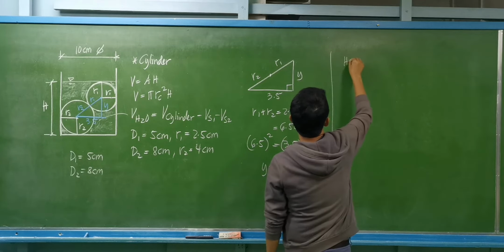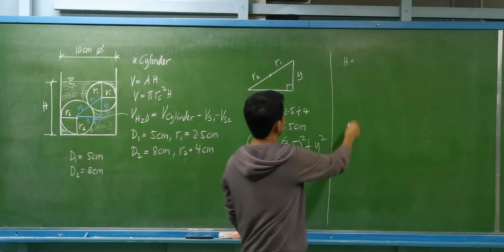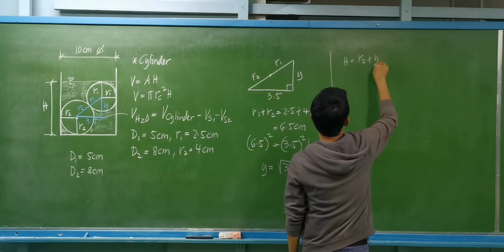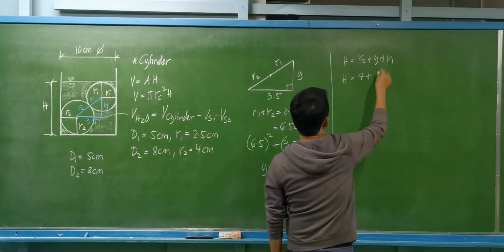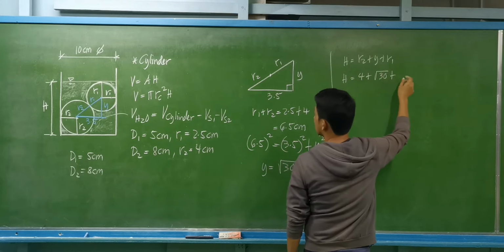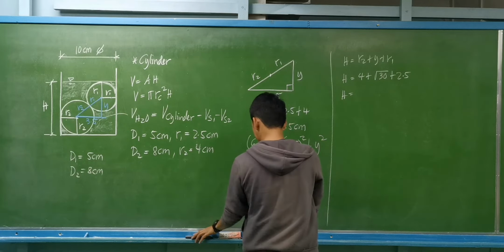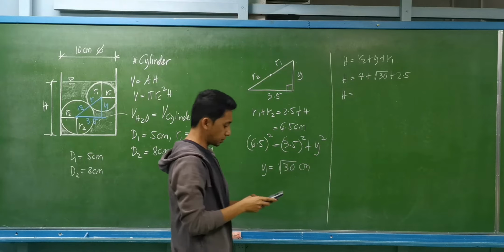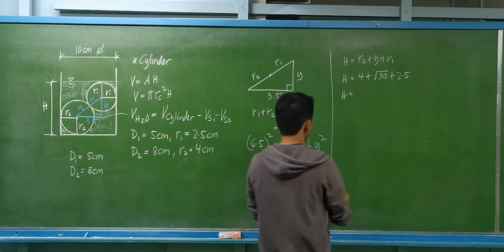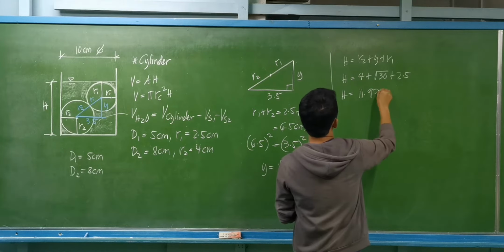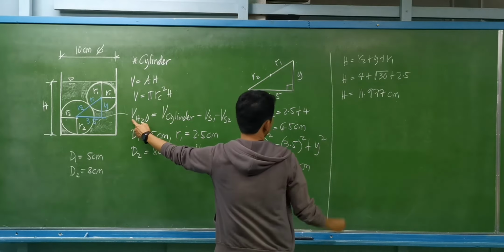So we have now the value of h is the same as R2 plus y plus R1. So we have h, R2 is 4, y is the square root of 30, plus R1 is 2.5. So we have now the h. We have 4 plus 2.5 plus the square root of 30. Let's have it as 11.977 centimeters.